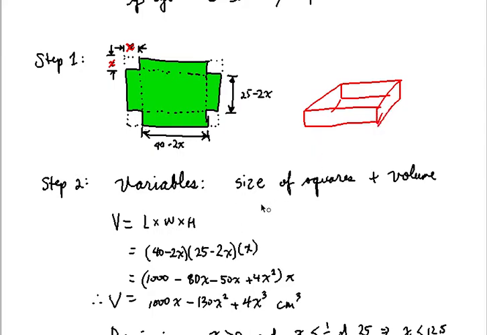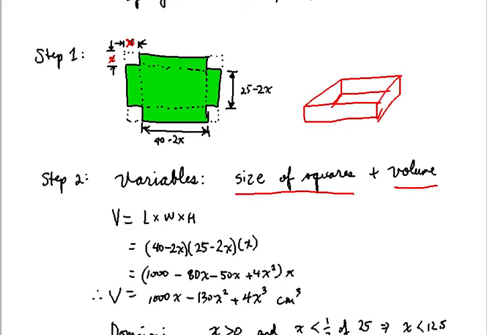Okay, so the two variables that I was interested in were the size of the squares and the volume of the box, right? Just write down a bunch of relationships that you think pertain to this, and then oftentimes if you can relate these relationships together, you'll be able to find your function. So that's the process for building a function.